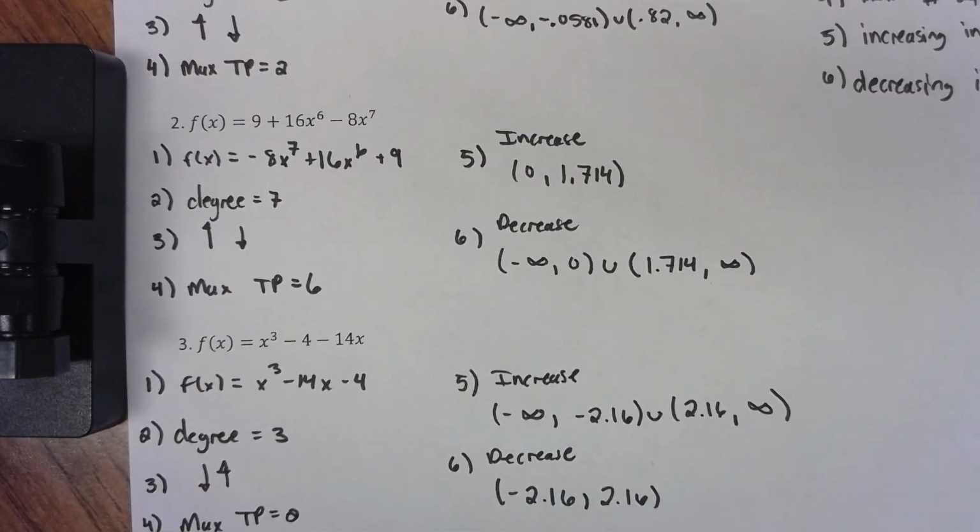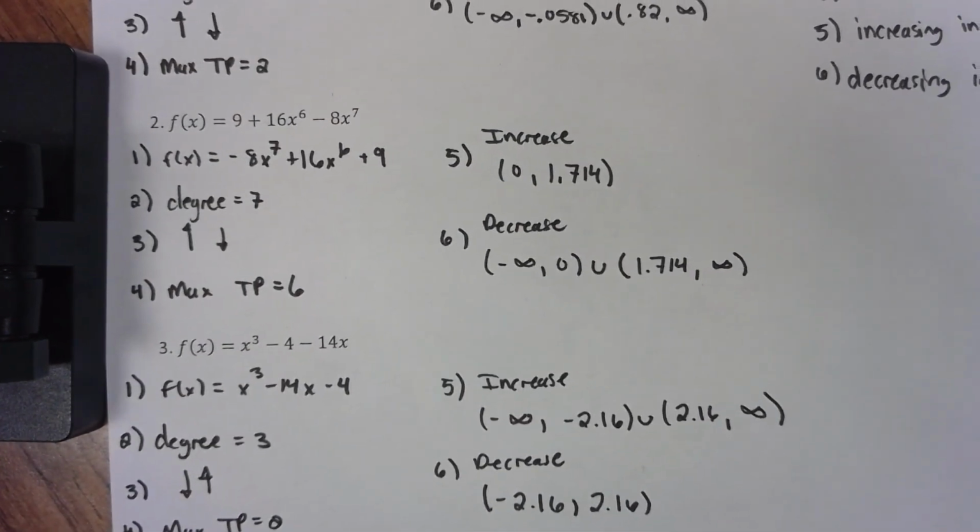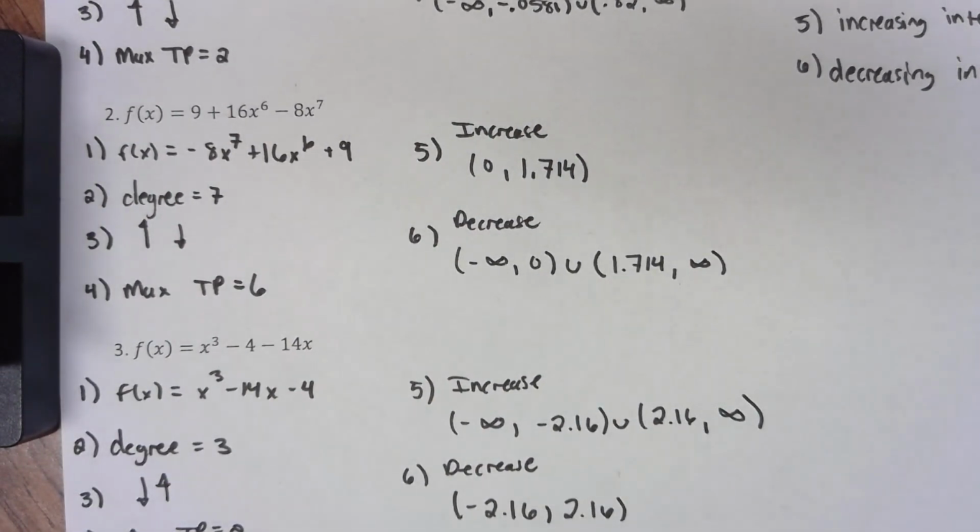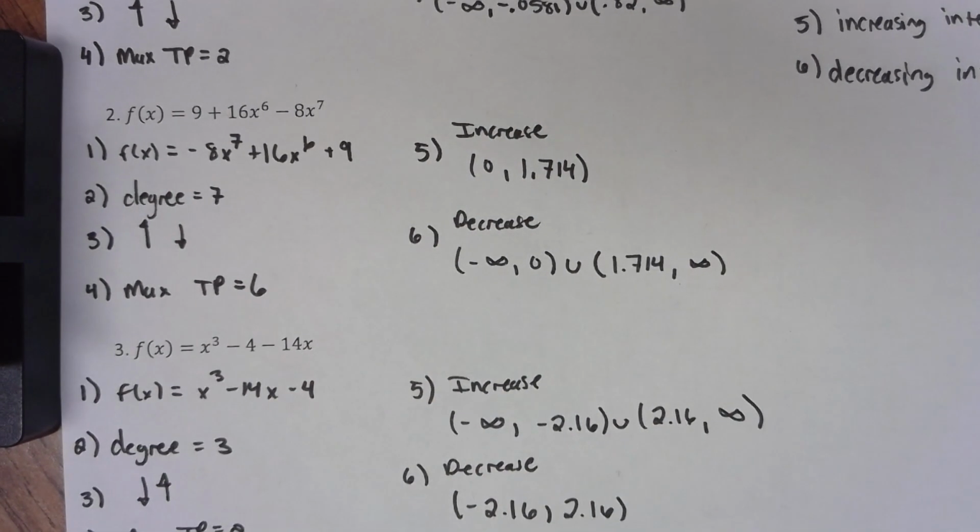Okay, let's look at two. And I believe it's going to be the intervals for where we might have some different answers here. So again, you can check your standard form. The degree is 7. And then your end behavior there. Max turning points would be 6. Any questions or disagreements with the first 4 properties there?